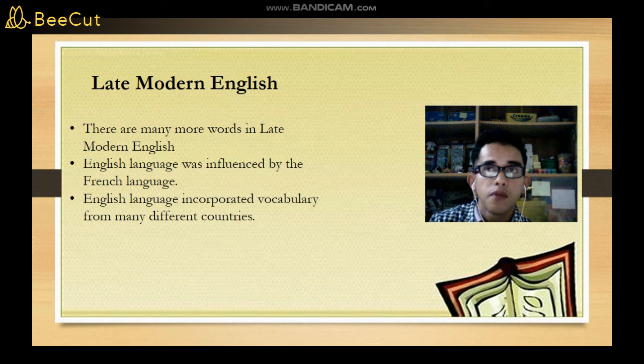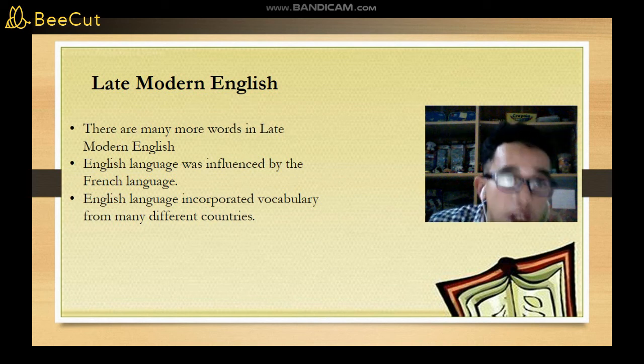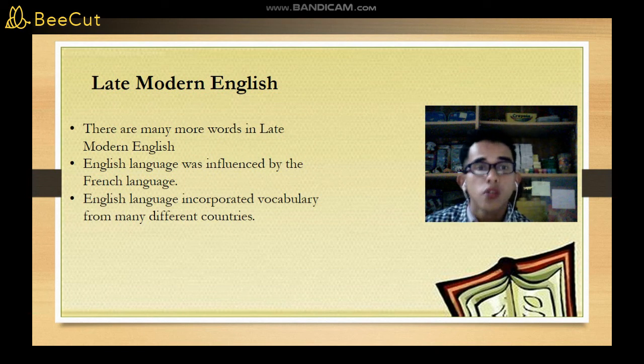There is a difference between the early and late modern English. There are many more words in late modern English compared to early modern English. The English language was influenced by the French language. The English language incorporated vocabulary from many different countries. That is all about the salient features of English literature.